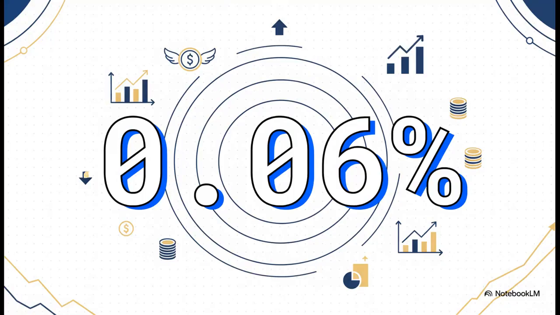And then there's the cost. The expense ratio is just 0.06%. That is incredibly low. And look, this is a huge deal for anyone investing for the long term because fees can just eat away at your returns. With SCHD, almost all of your money is actually working for you, not just paying some fund manager.